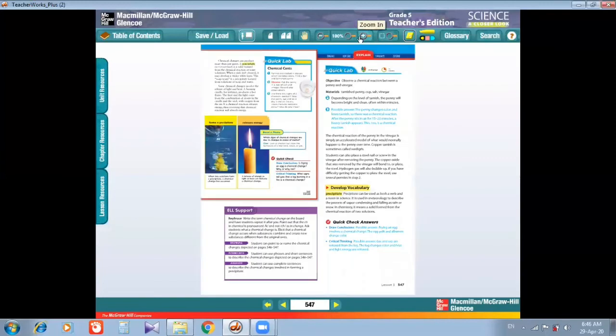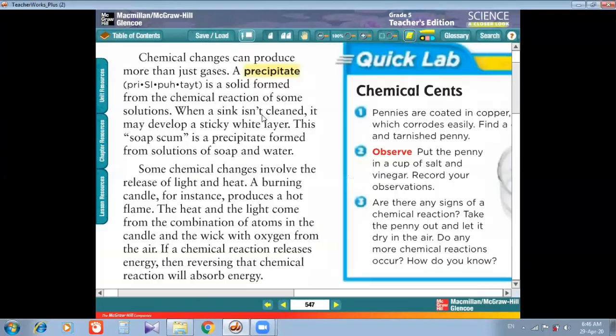On the next page, chemical changes can produce more than just gases. A precipitate is a solid formed from a chemical reaction of some solutions. Now, what is a precipitate? It's a solid that is formed from the chemical reaction of some solutions. When some solutions chemically react, a precipitate is formed.